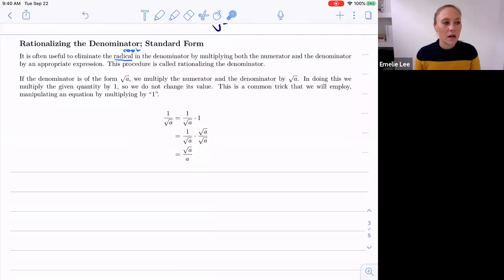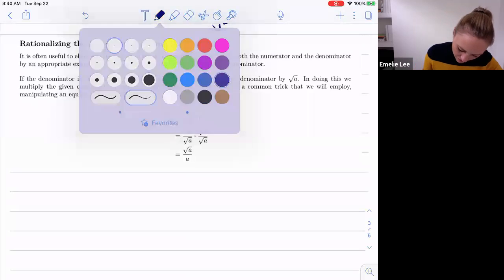So let's see here. Let me just go back here and see if I have, where did I go? Okay. I found a little example.